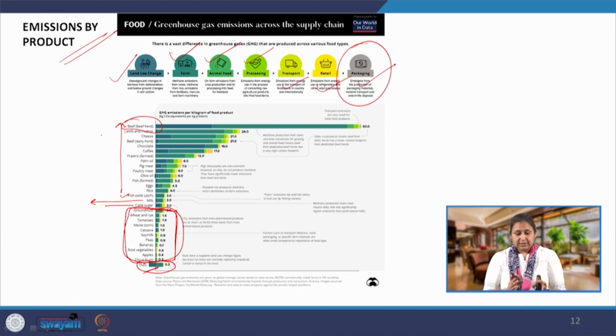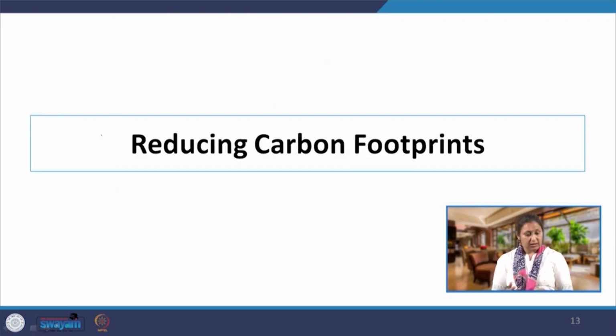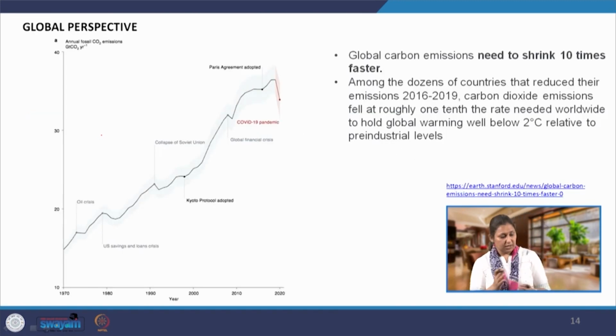So, our choices, whatever choice that we make, starting from the food we eat, the clothes we wear, the kind of transportation that we take, the kind of building that we are living in, the kind of lifestyle that we have, is contributing towards emissions, and it is contributing towards our carbon footprint. Now, how would we reduce carbon footprint? So, what I just showed you, it is about choices. It is about the choice of food, water, clothing, transportation, everything that we have to select.